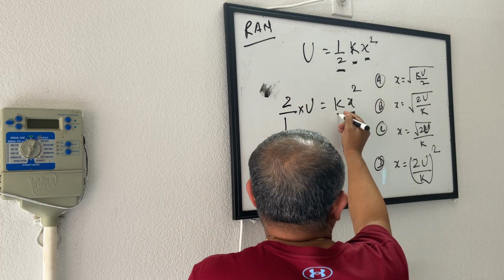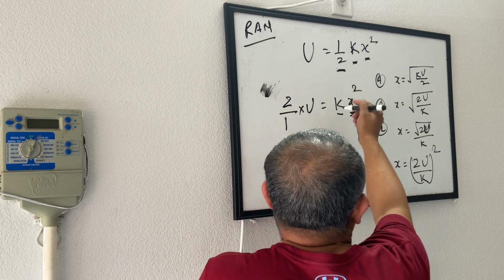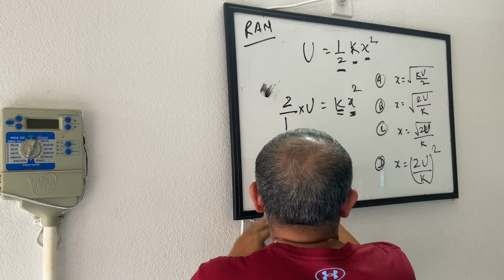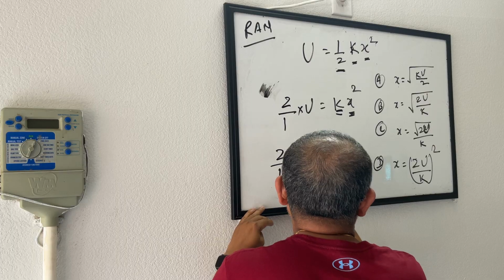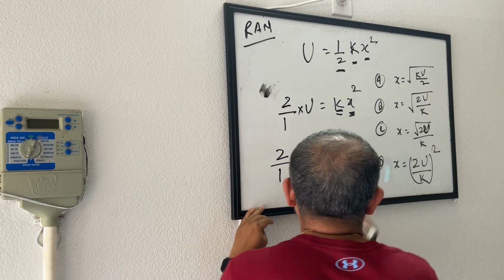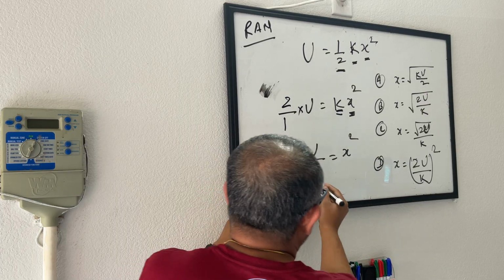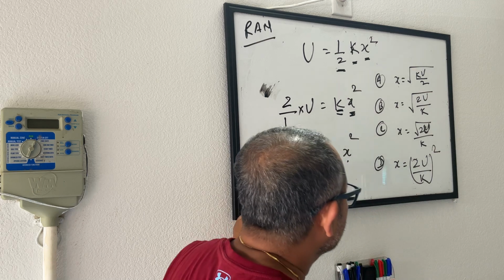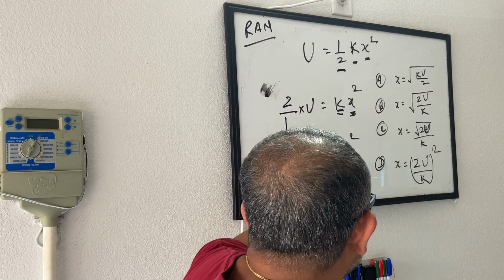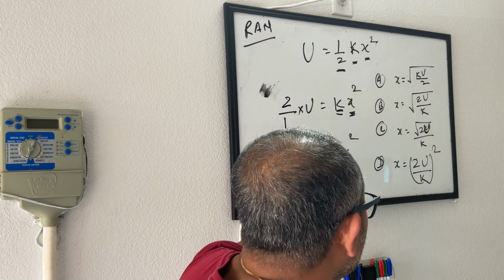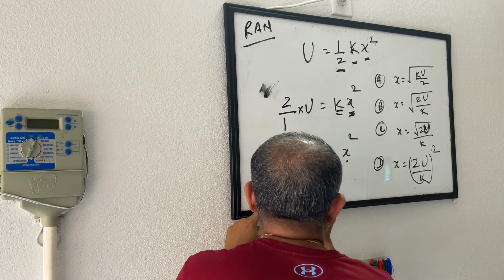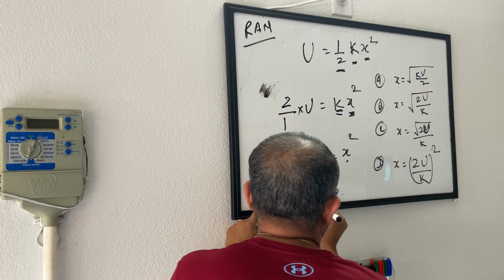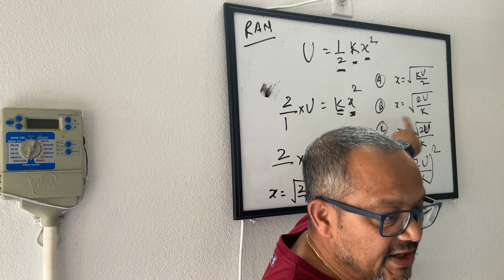When you talk about multiplication and division using the butterfly method, from the second floor it will come down. 2 by 1 into U by k equal to x square. So you got 2 into U by k equal to x square. 2U by k equal to x square. So x will be equal to the square root of whatever you have. So that is how it will be B.